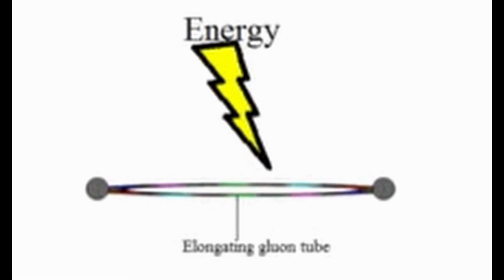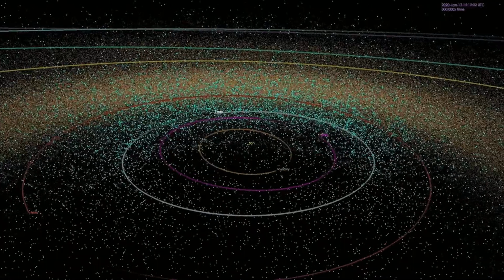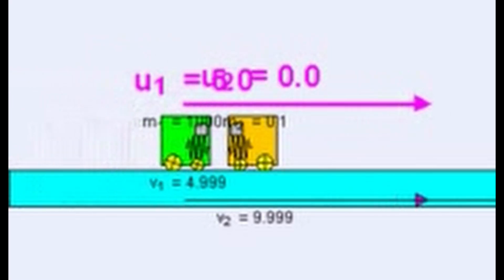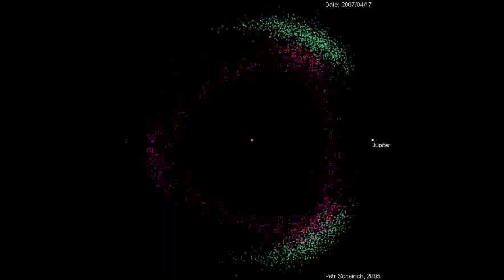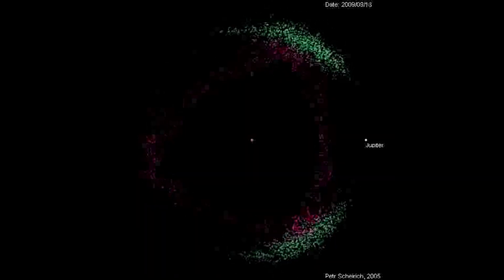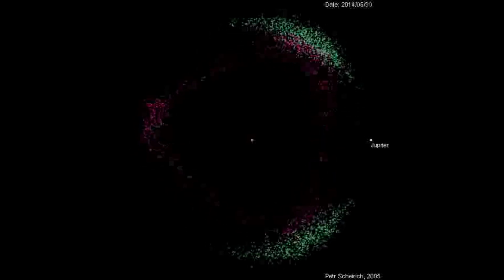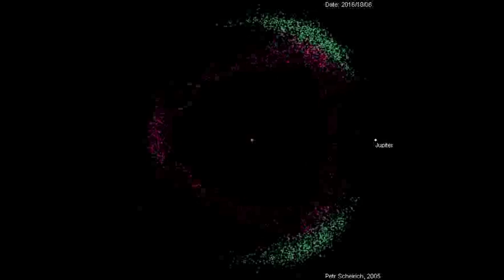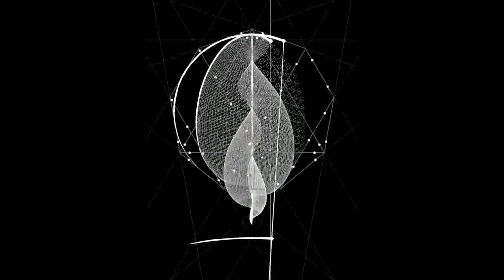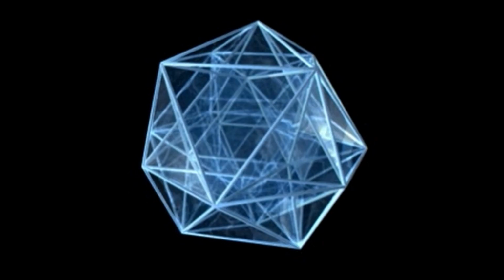Relationship to work. For a conservative force field, the work done by the force field when moving an object from point A to point B depends only on the values of the potential function at these points, not on the path taken. This is a direct consequence of the path independence property of conservative fields. The work done by a conservative force field is given by W = ∫C F · dr = φ(A) − φ(B). This means that the work done is equal to the difference in the potential function values at the starting and ending points.